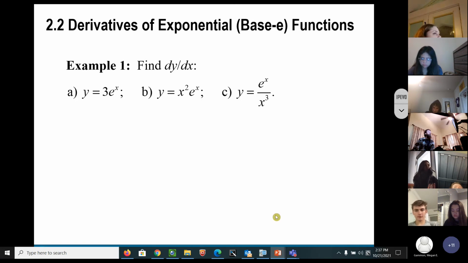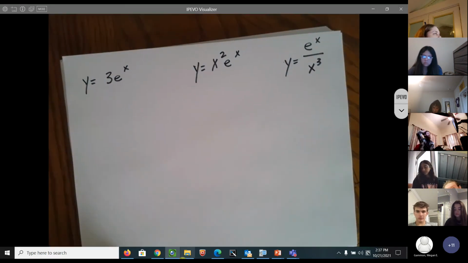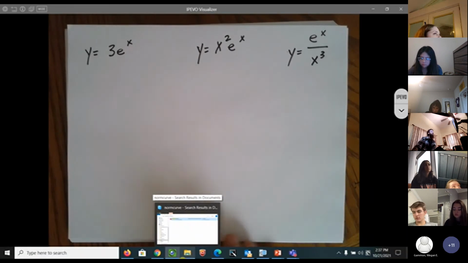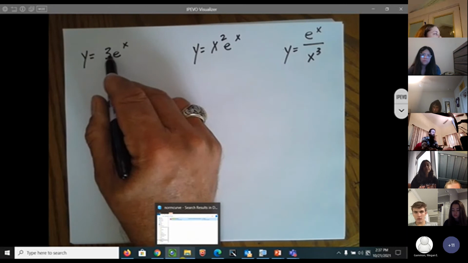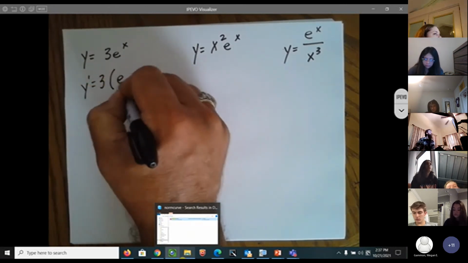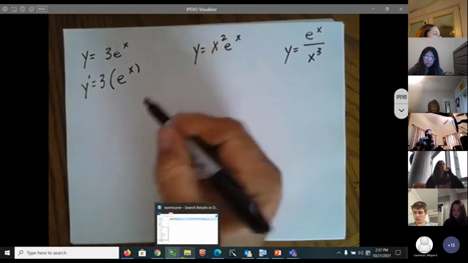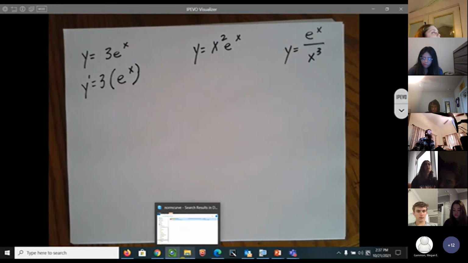These are three test questions, so I'm not going to make them very difficult, maybe a little bit more difficult, but not very. And we're going to use just the basic rule: pull the constant out front. So y prime is equal to 3 times e to the x. And that e to the x, we're going to put parentheses around. Hold on a second. Put some pink around that.